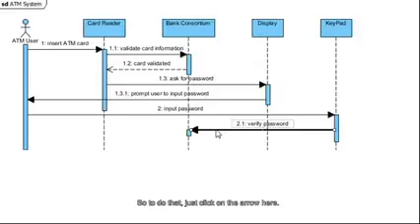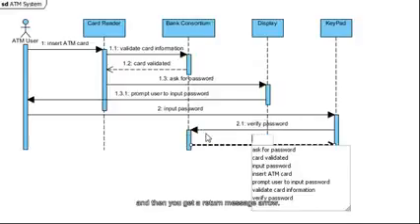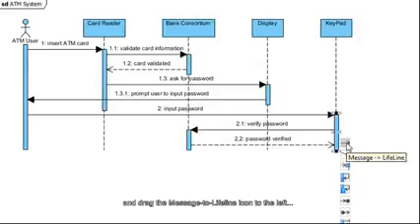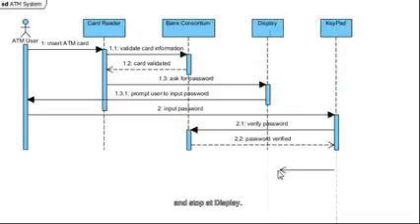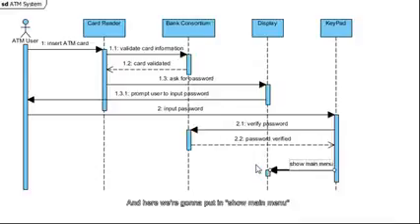So to do that, just click on the arrow here and click on the icon that says create return message, and then you'll get a return message arrow. And for the message, type in password verified. Press enter. Now next, let's come back to keypad here. Select the vertical bar here and drag the message to Lifeline icon to the left and stop at display. And here we're gonna put in show main menu.